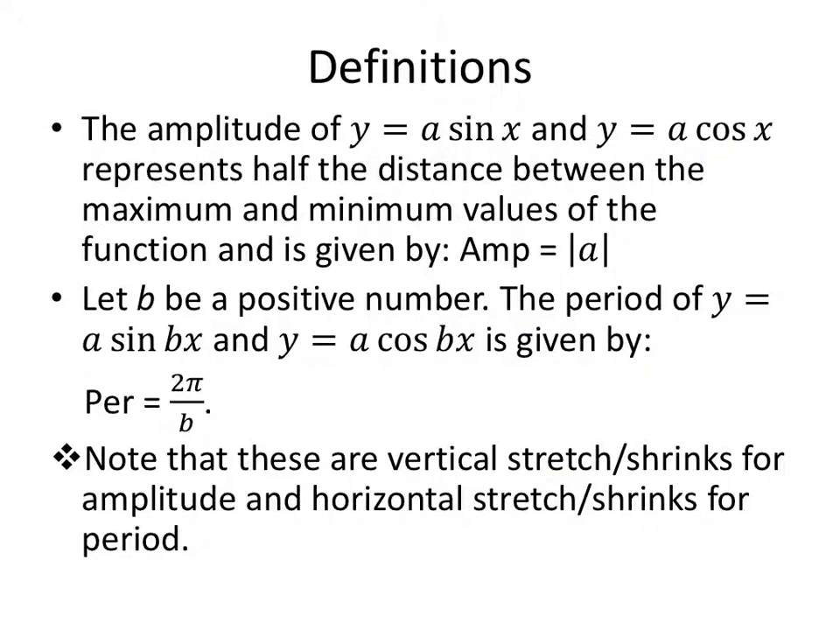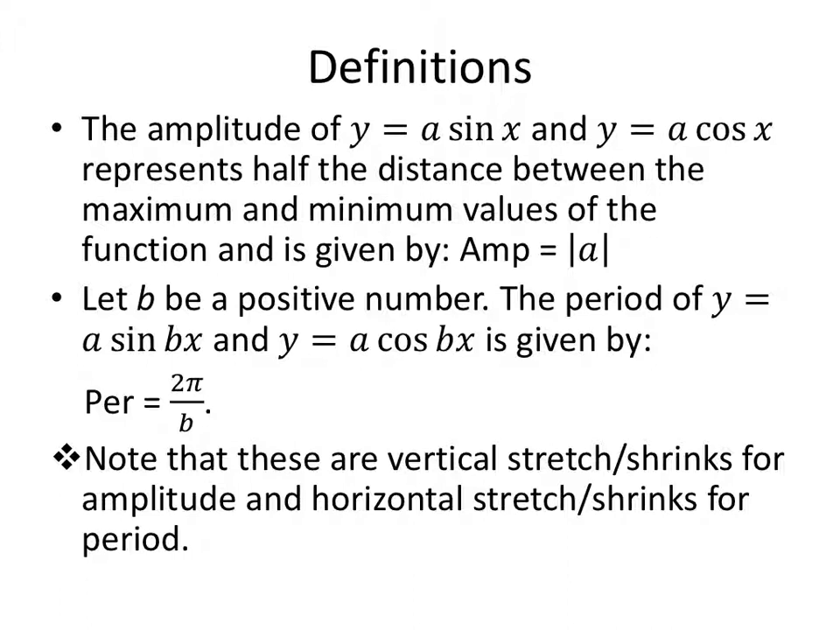So, some definitions. The amplitude of y equals a sine of x and y equals a cosine of x represents half the distance between the maximum and minimum values of the function and is given by amplitude equals the absolute value of a. So we just want the positive. Since it's a distance, I don't care if it's positive or negative, I just want the number part, the no sign.